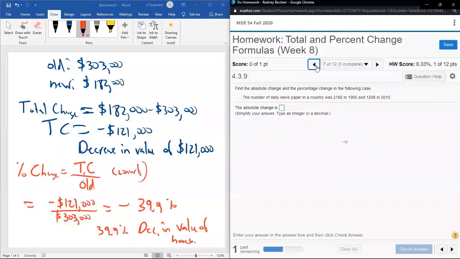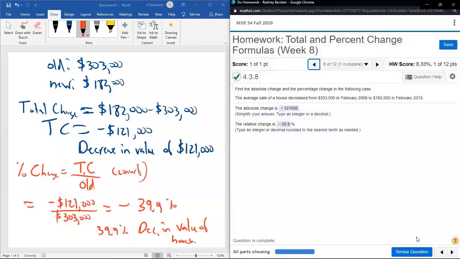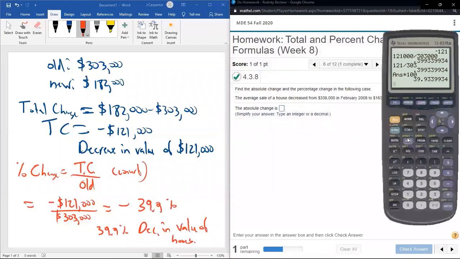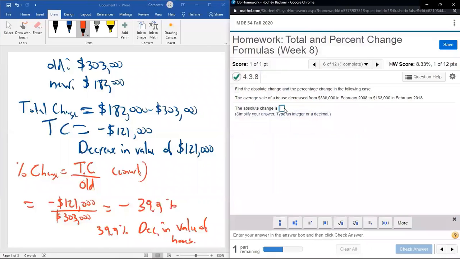I want to go back to this one, and I want to make sure that it would have accepted this answer in dollars. So 338,163. So we're going to do 163 minus 338. So negative $175,000.